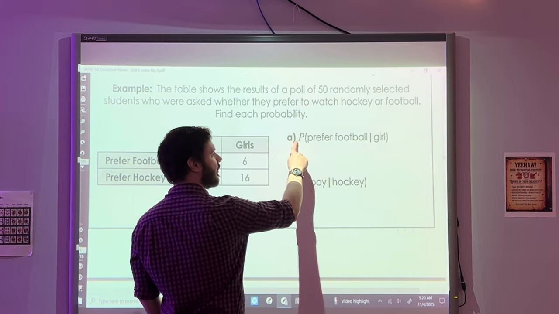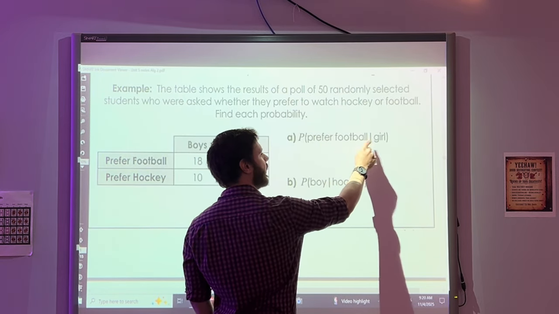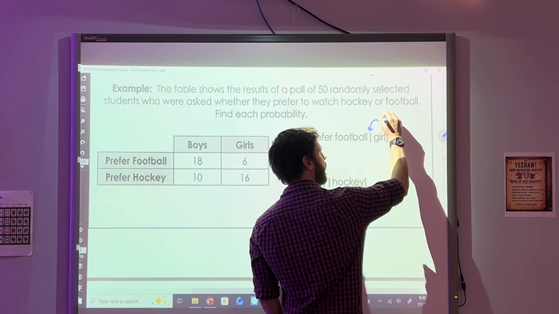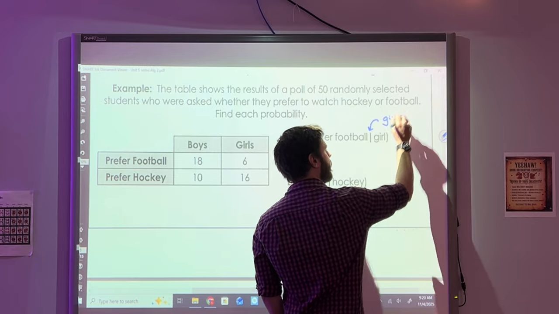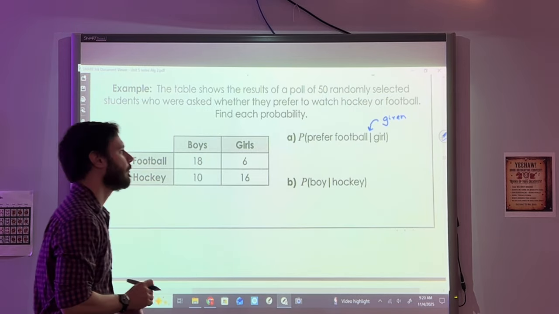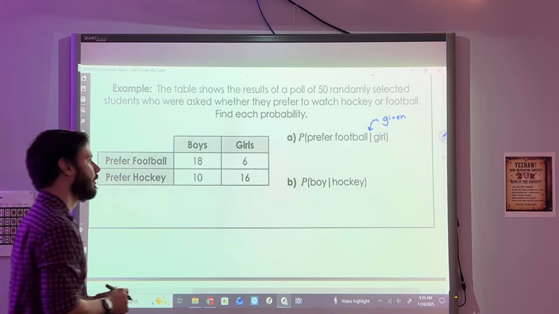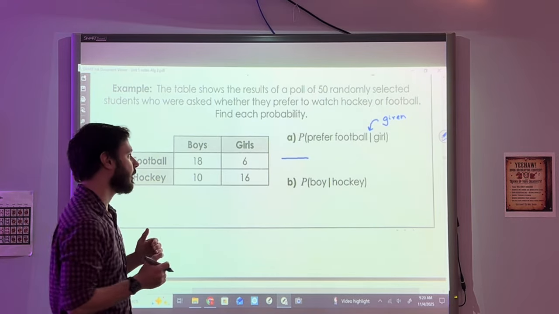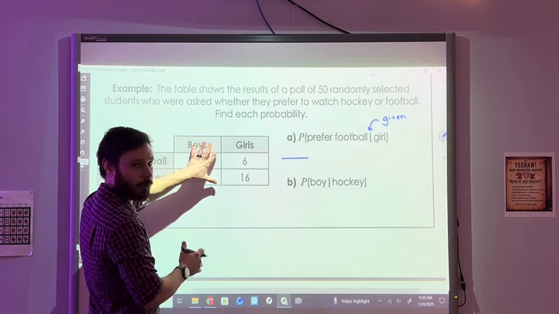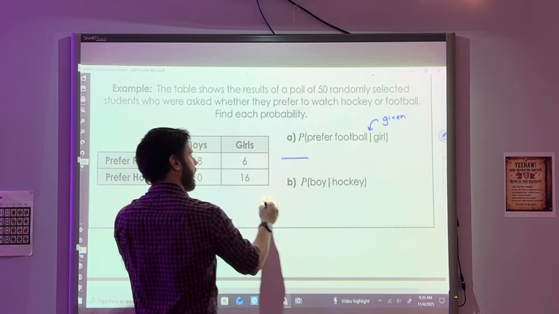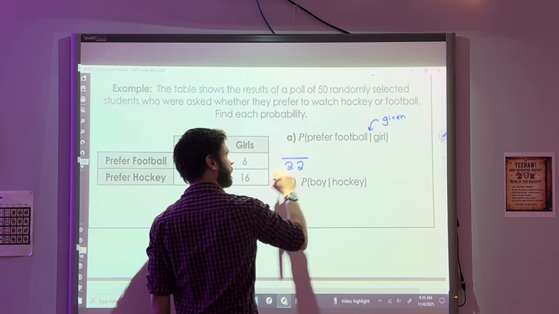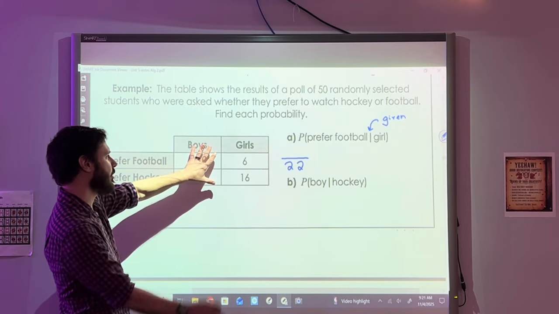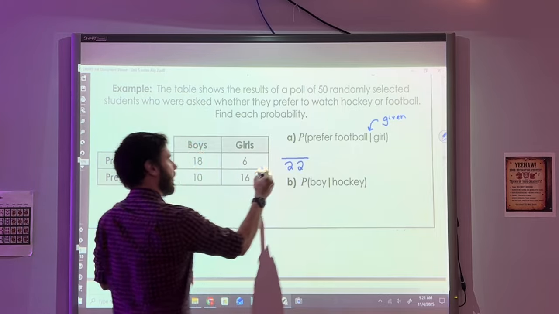A says the probability who like football given that they are a girl. That line means given. Given that they are a girl. So remember, given's our denominator. Given will always be our denominator. How many girls do we have total in this table? 6 and 16 make 22. Okay. Of these girls, how many prefer football? 6.